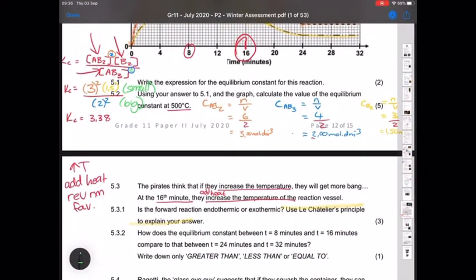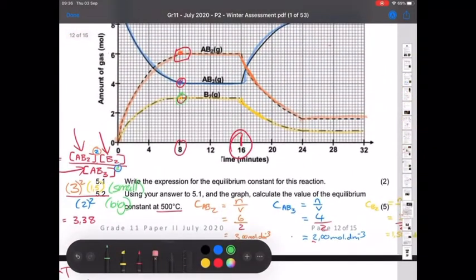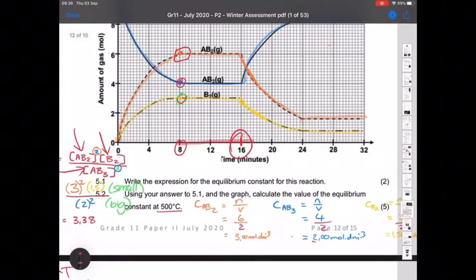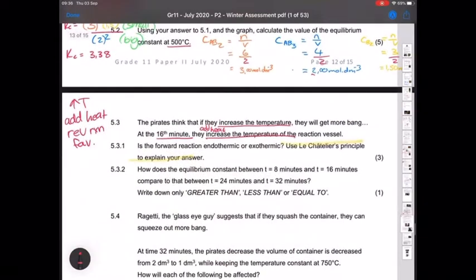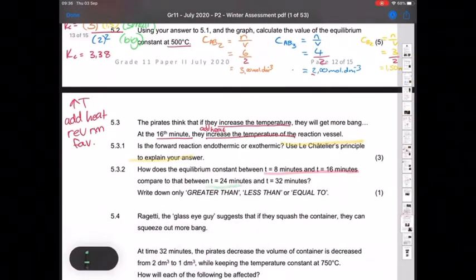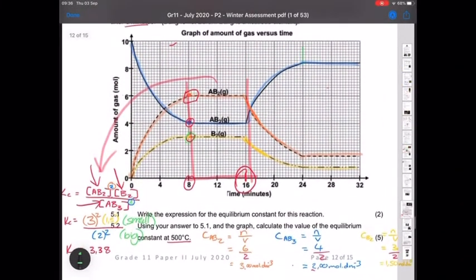Okay, question 5.3 asks, how does the equilibrium constant between time 8 minutes and 16 minutes, so it's going to be along this red line here. So in the red box, the Kc value, the Kc value that you've already calculated, compare to that between time 24 minutes and 32 minutes. So once equilibrium's been re-established over here.